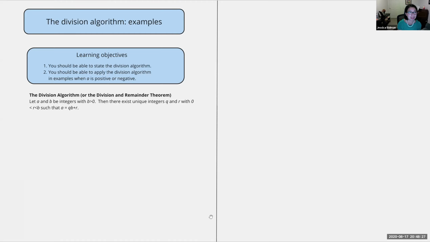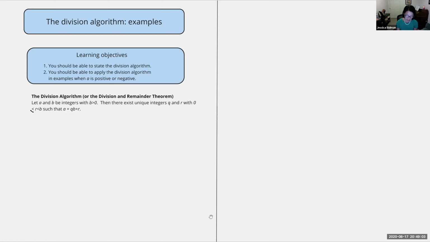If you have two integers, a and b, and b is bigger than 0, then there exist unique integers q and r, where q is the quotient and r is the remainder, where r is bigger than or equal to 0, strictly less than b, and a has the form qb plus r.